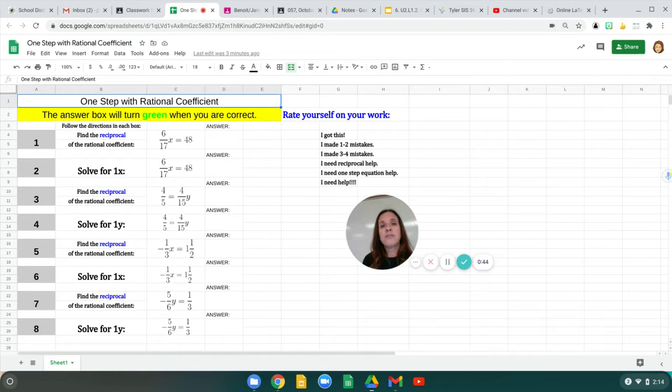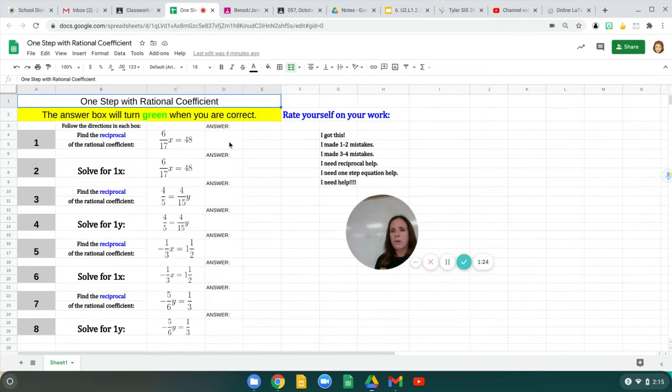So the first ask is just find the reciprocal of the rational coefficient. So in number 1, our equation is 6/17 x equals 48. I want to know what's the reciprocal of the rational coefficient. So on your paper, you might write the equation 6/17 x equals 48. And just like we did in our notes yesterday, say, okay, the rational coefficient is what's attached to the variable. That would be my 6/17, right? So that's what I need to take the reciprocal of.